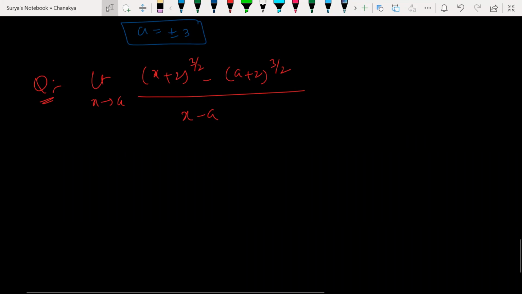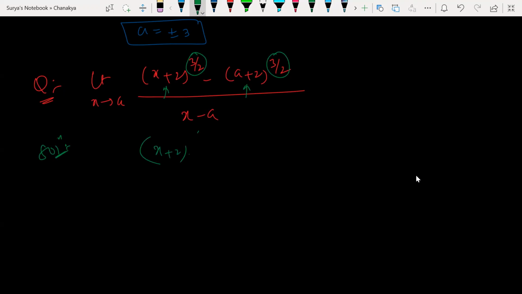Guys, let me give a hint here. Isn't it looking something different? See here, I have x plus 2 to the power of some power, a plus 2 to the power of something. But in the denominator, I should have x plus 2 minus a plus 2. Then it would have been so comfortable to use the standard limit formula. But the denominator is looking different. So can I add and subtract 2 in the denominator?